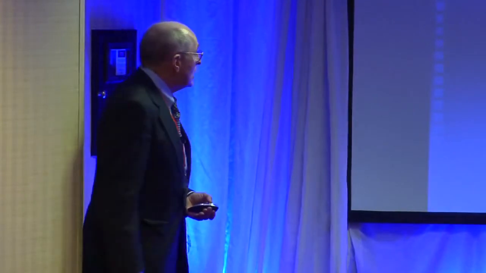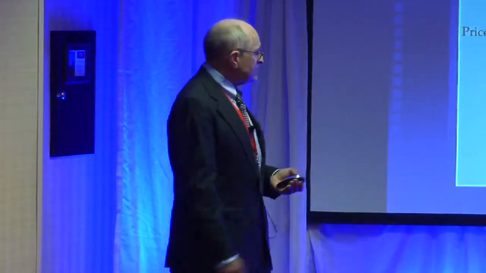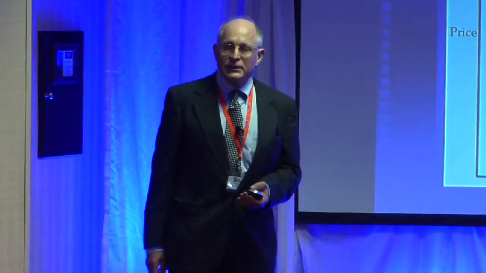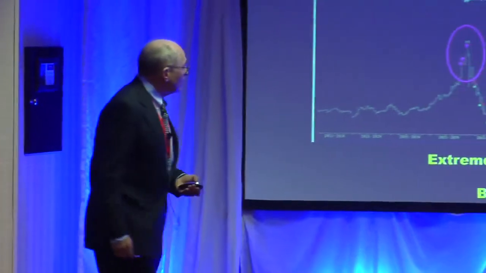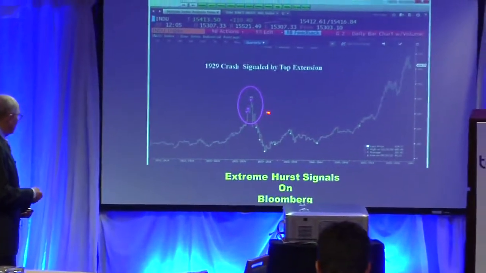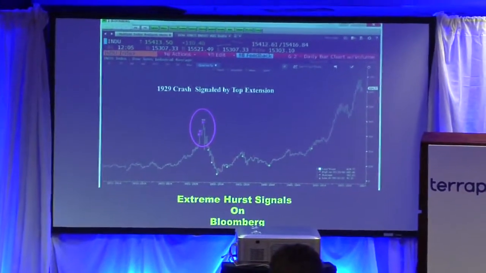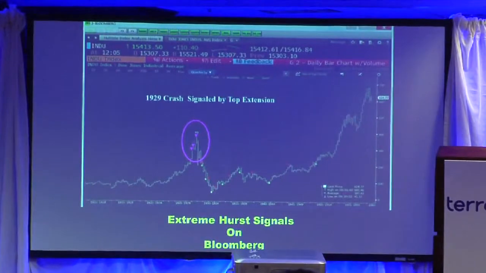There are 3 types of extreme Hurst signals: a top extension, a bottom extension, and a compression. In a top extension, you've had a period of extreme uptrending motion, and then you get this signal, and then that's predicting that the uptrend is over. Here's an example. I don't know if you can see that slide, but just before the 1929 crash, there was a sequence on the monthly bar chart of these top extension signals.